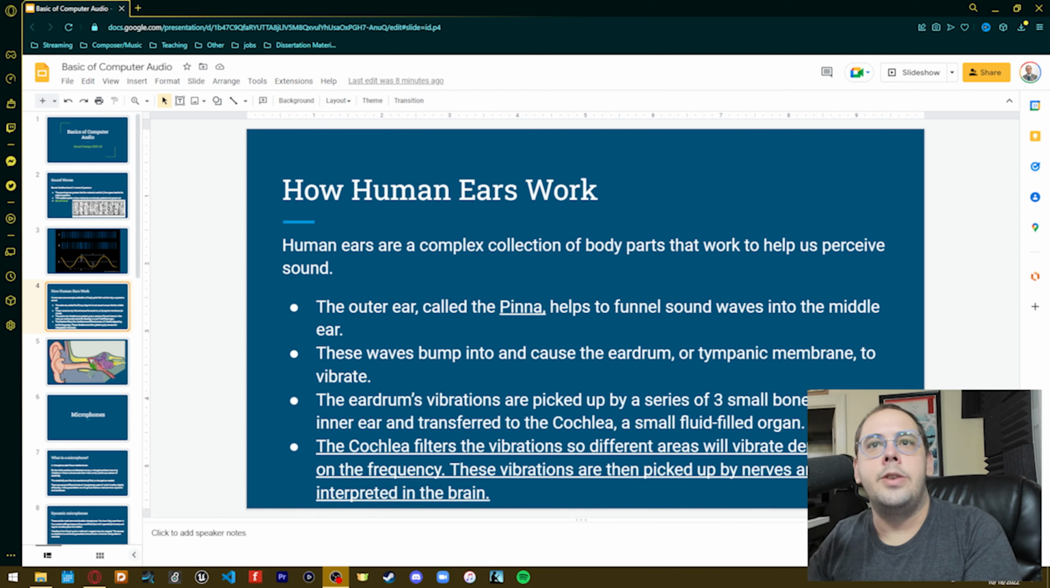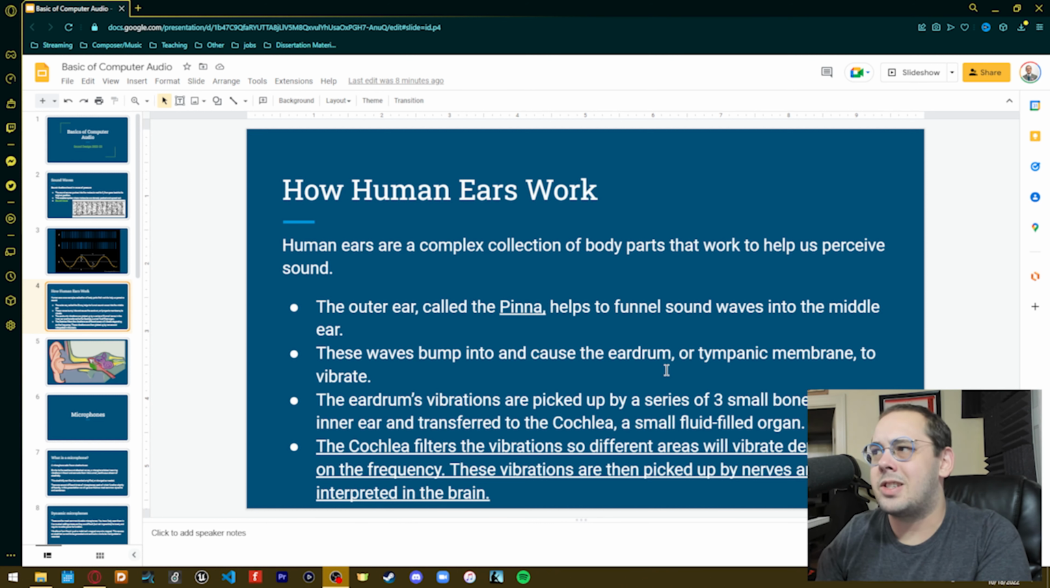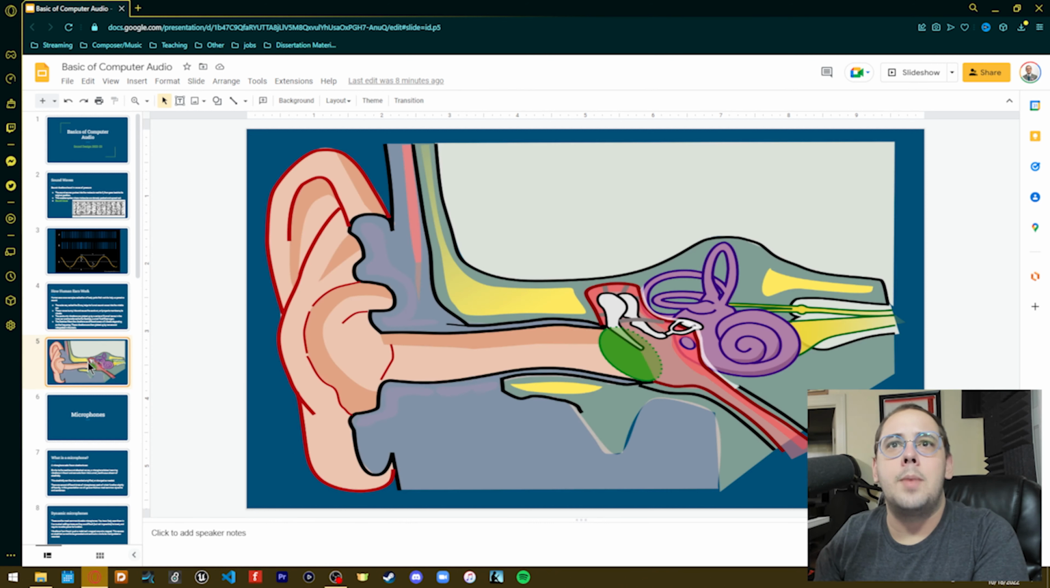If you need that longer, you can pause the video. I'm going to explain all this, but it's really boring just to have text on the screen all the time. So I'm going to head over to this diagram of the ear I found online. So this is the human ear.